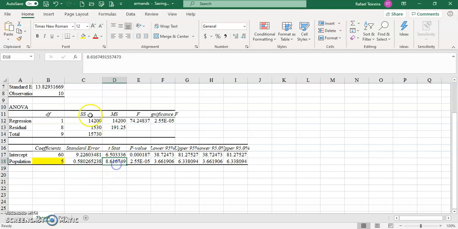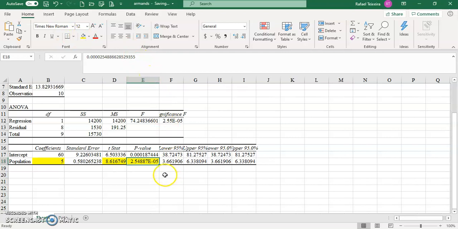And then we have a test statistic. This is the T statistic, with a p-value given for us. So the T statistic is 8.61. That's the value that we're looking for. We want to focus on the T statistic and the p-value.